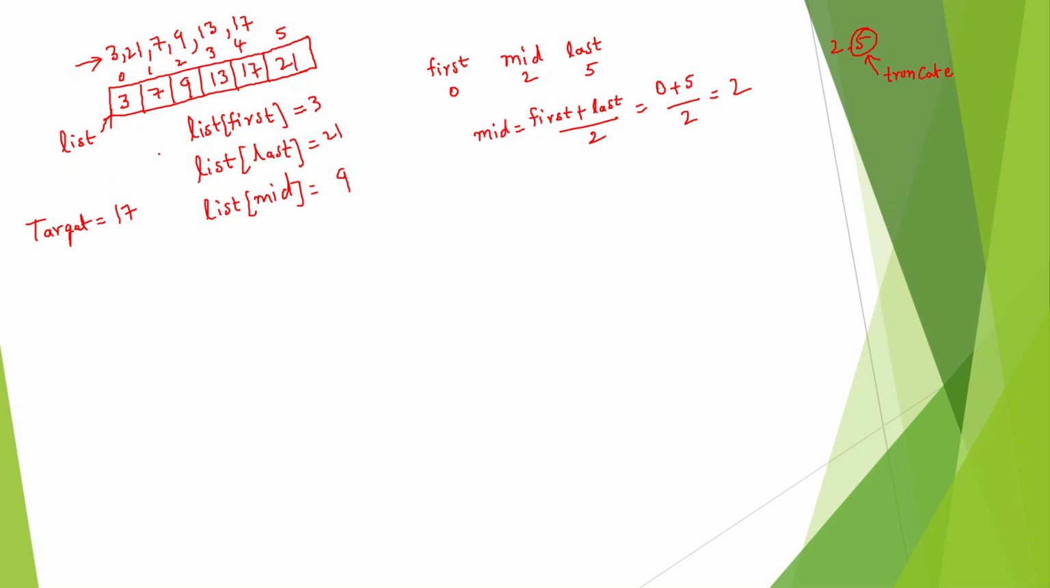In the first iteration, the things will be like this. Then what we have to do, after initializing first to 0, after initializing last to 5 and after finding the mid, we need to identify list of mid. We already know it is 9. After finding every mid, you need to compare the target with list of mid.